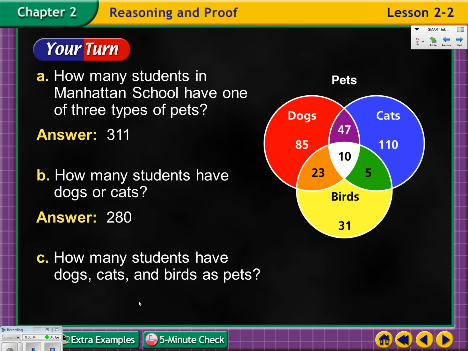Lastly, how many students have dogs, cats, and birds as pets would be 10. This section right here that is in all of them because we use the word and.